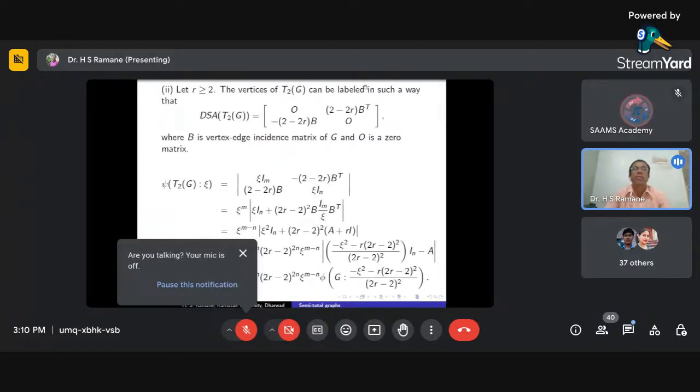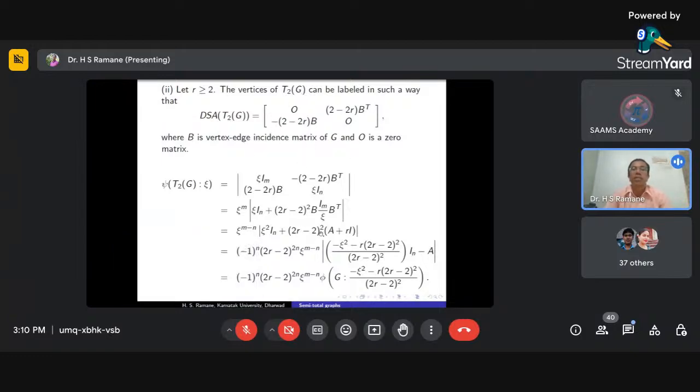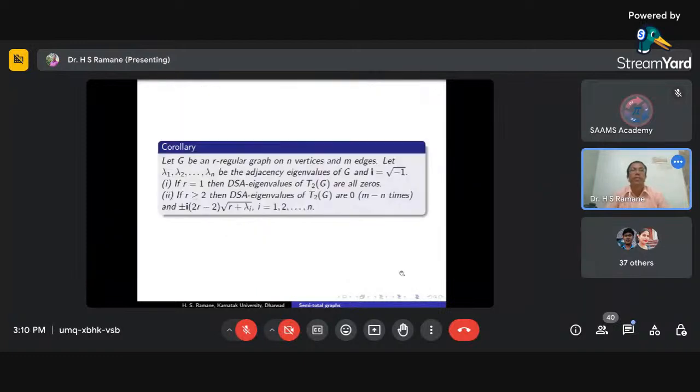Same technique again: labeling the vertices in such a way that you will get this form, and then applying the determinant of the block matrix, one can express the characteristic polynomial of the DSA matrix of T2G in this form. And then if you know the eigenvalues of the graph, you can get the DSA eigenvalues of T2G. If r is 1, then all the DSA eigenvalues of T2G are 0, and if r is 2 or more, then the DSA eigenvalues of T2G are 0, m minus n times, and the remaining are in this form, plus or minus i square root of 2r minus 2 into square root of r plus lambda. Here this bold i is nothing but the square root of minus 1.